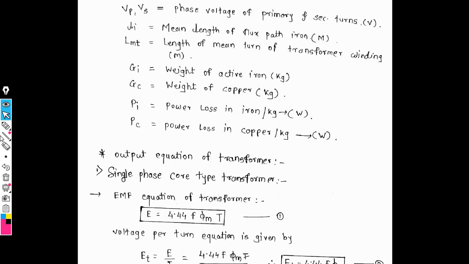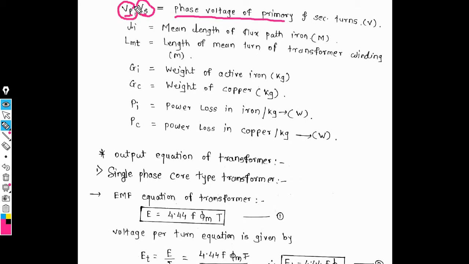Okay, then VP, that is the phase voltage of primary side, and VS, that is the phase voltage of secondary side. This is called the secondary voltage from the load side, and this is the primary voltage from the input side.